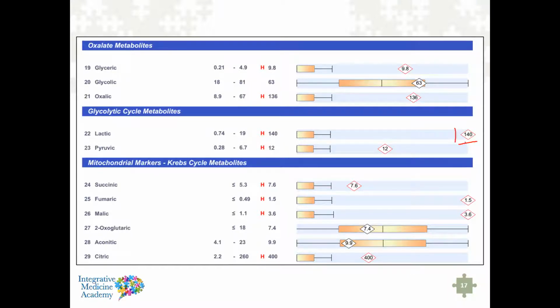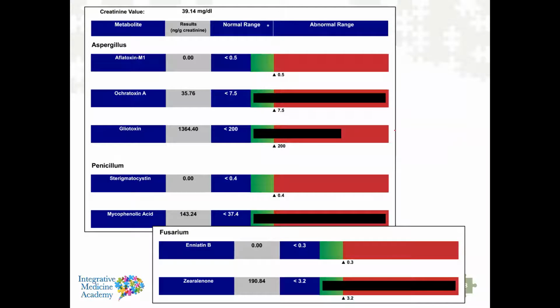For example, lactic acid is commonly elevated in people with mold exposure. Succinic acid is commonly elevated in people with chemical exposure. But it is possible that succinic could be elevated for the same reasons that the lactic acid is, and that would be some type of mold problem, which was exactly what was happening in this individual.